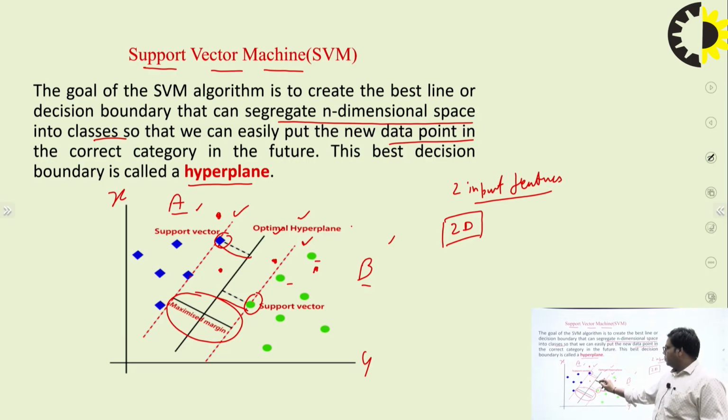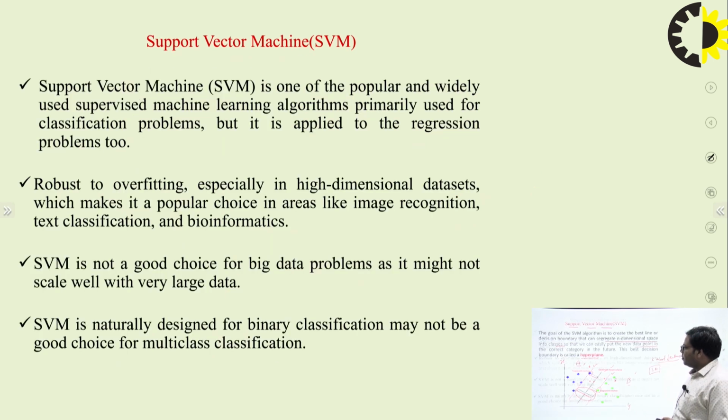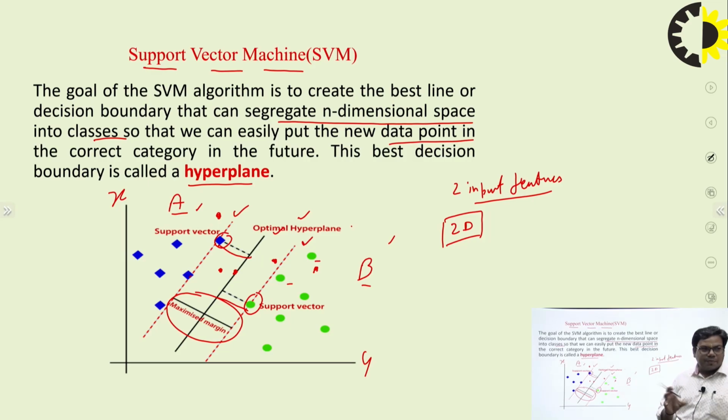But if the point lies somewhere here, then there are some other techniques through which we can decide to which class we can assign it. For that we use a C parameter.